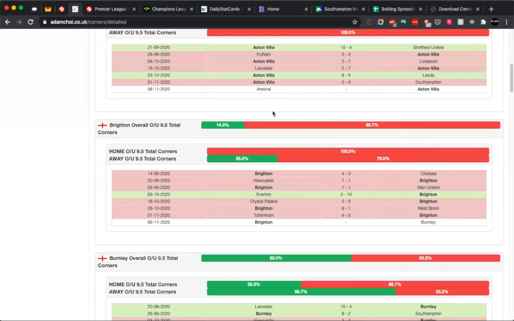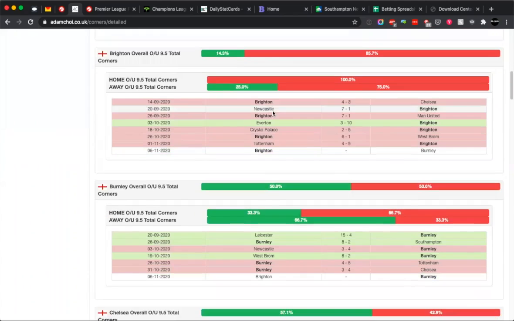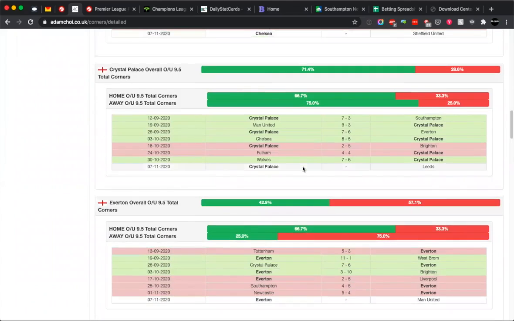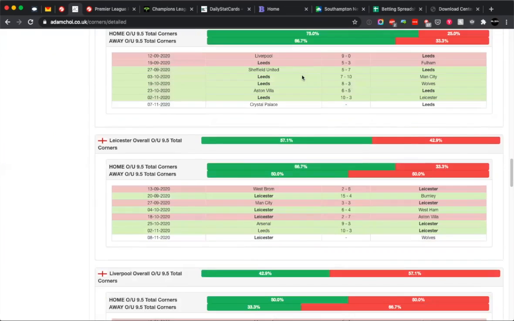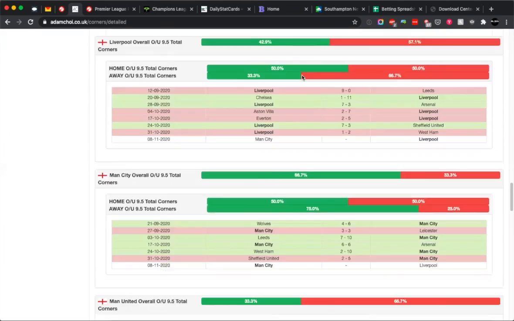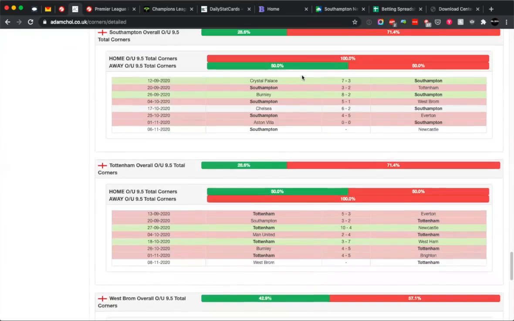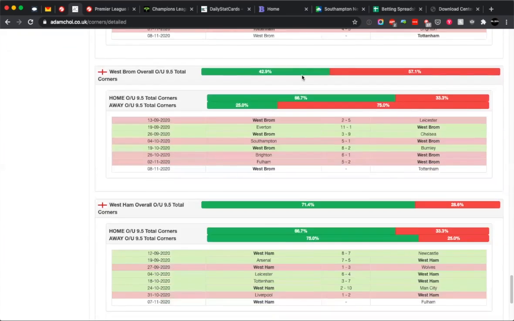So what you want to do here is try and pick several teams that have corners in at least 70% of their games. Crystal Palace is playing Leeds. Now I would try and verify: I can see that Crystal Palace has had over 71% average corners. So I'm going to look for Leeds, and I will try and see how many corners Leeds have had on average. I'm just looking through here.